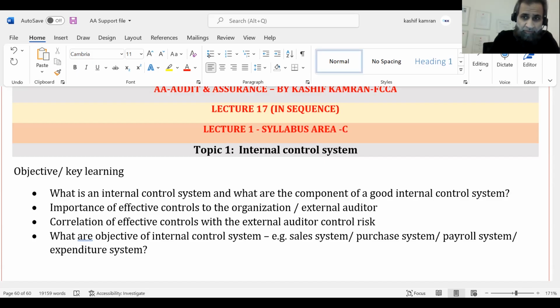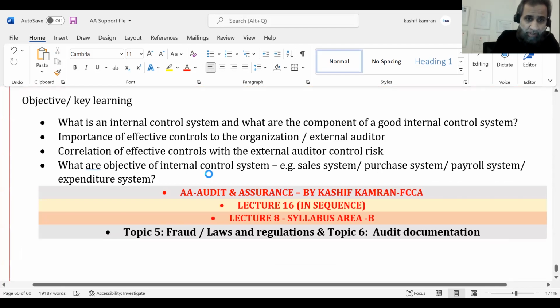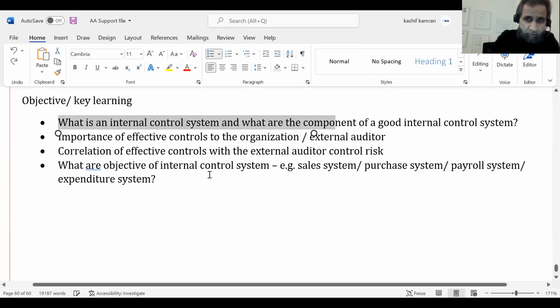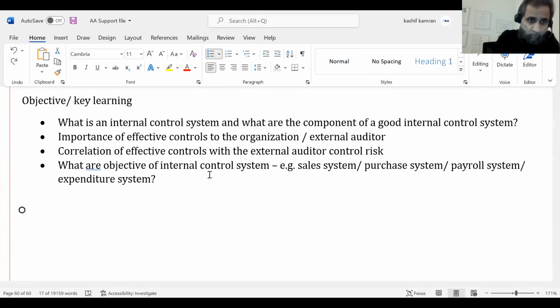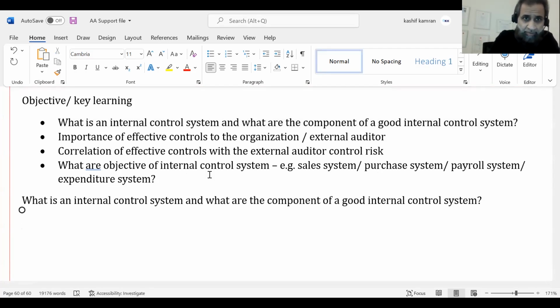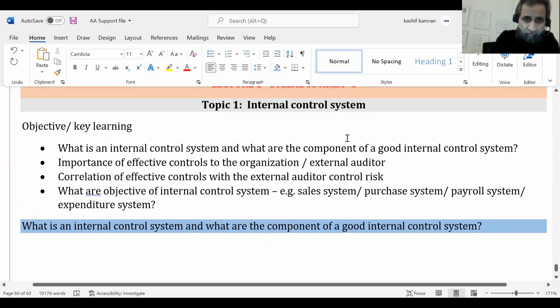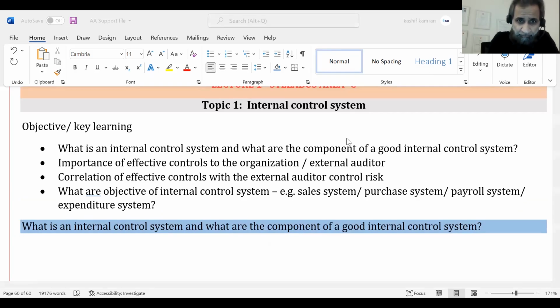Okay, let's first go down with what internal control systems are and what the components of a sound system are. So let's take this as the first question, and let's get down with the answer. This is the first exercise: what is an internal control system and what are the components of a sound system of internal controls? Let's go back to the presentation.